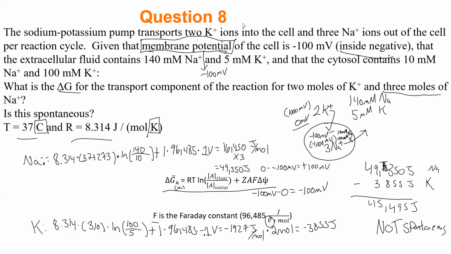Do we need to know their direction of movement? Yes. If you do not know which way they're moving, there's no way you can figure out the difference in membrane potential. There's no way you can figure out the concentration at the final and initial locations because you don't know the final and initial locations. So yes, you would have to know which way we're moving to be able to do this calculation.